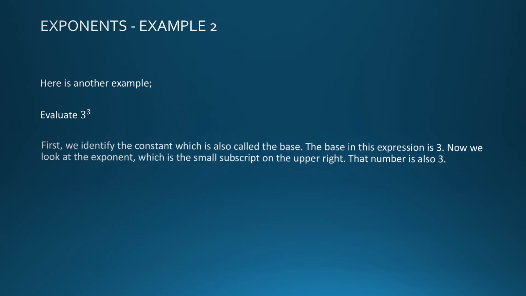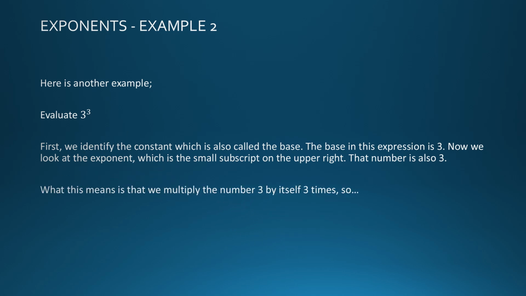Here is another example. Evaluate 3 to the power of 3, or 3 cubed. First, we identify the constant, which is also called the base. The base in this expression is 3. Now we look at the exponent, which is the small superscript on the upper right. That number is also 3. What this means is that we multiply the number 3 by itself 3 times. So, 3 times 3 times 3 equals 27. So, 27 is our final answer.